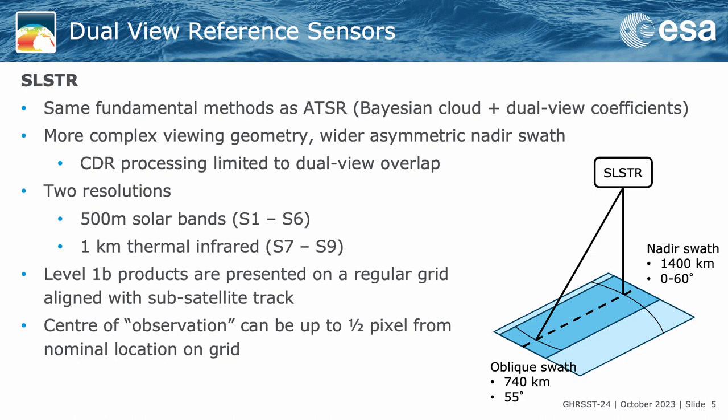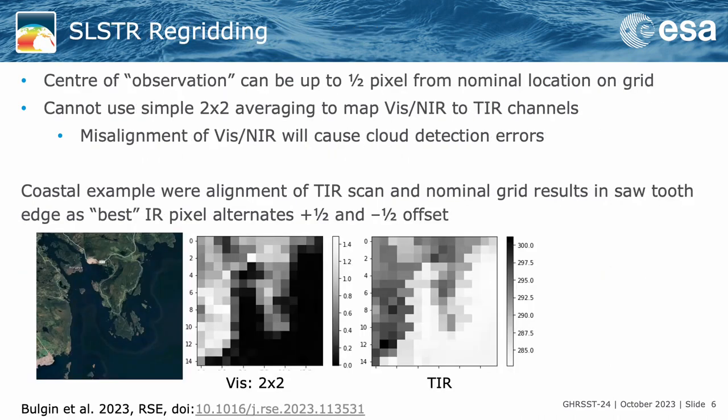However, the level 1B products are presented on a regular grid aligned with a sub-satellite track, which means that the centre of the observation may be up to half a pixel from its nominal location in the grid. This nature of the level 1B products means we cannot use a simple 2x2 averaging to match the visible bands to the infrared, as shown in this coastal example here.